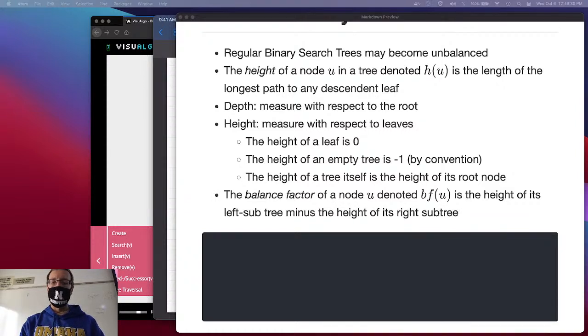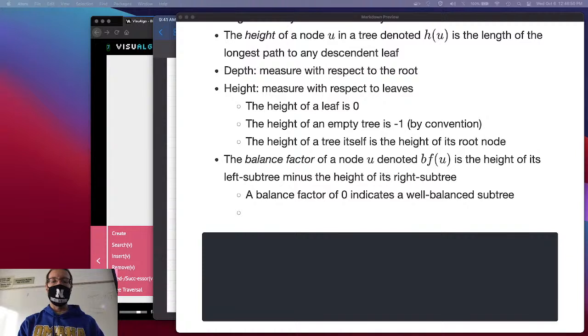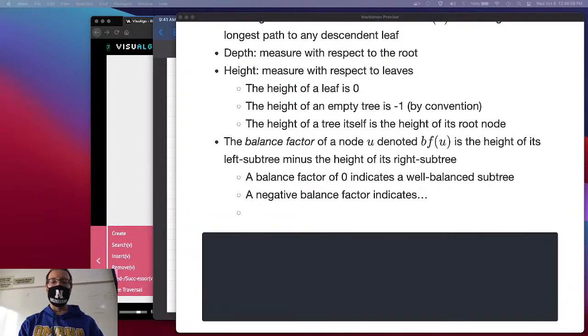Right? Left subtree, right subtree. And that kind of gives you a balancing factor, okay? And as we'll see here in a second, a balance factor of 0 indicates a well-balanced subtree. Right? A negative balance factor indicates dot, dot, dot. A positive balance factor indicates dot, dot, dot. Now we'll understand that once we take a look at an example here.